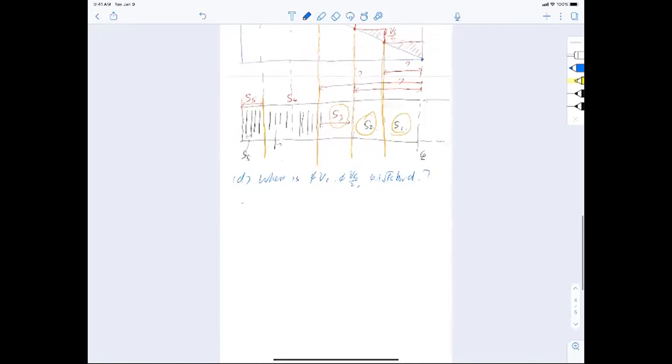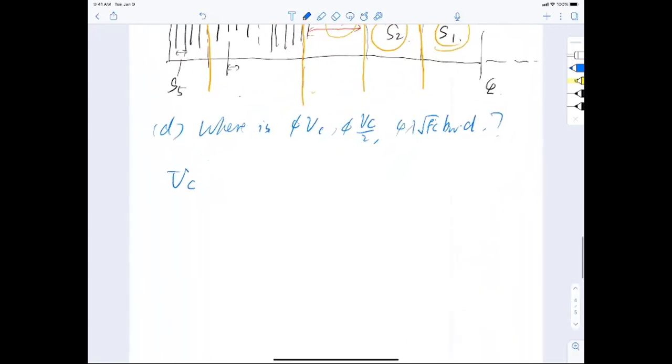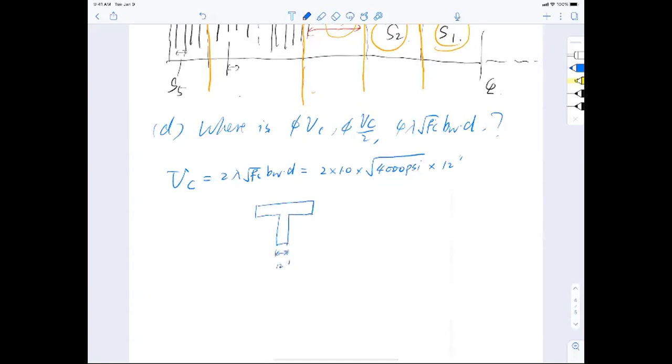So what is Vc? Let me zoom in so you can see better. Vc is 2 lambda square root of f'c bw d. And let me plug in some concrete values. I say 2 multiplied by 1.0 for normal weight concrete. And f'c, let's just use 4,000 psi, very common concrete. And then bw, 12 inch, assuming a T beam, and this is all given afterwards. Sorry about that, but this is what I have right now, 12 inch, and I have a depth of 24. That is given by the design. I can now change that. So 24 inch.